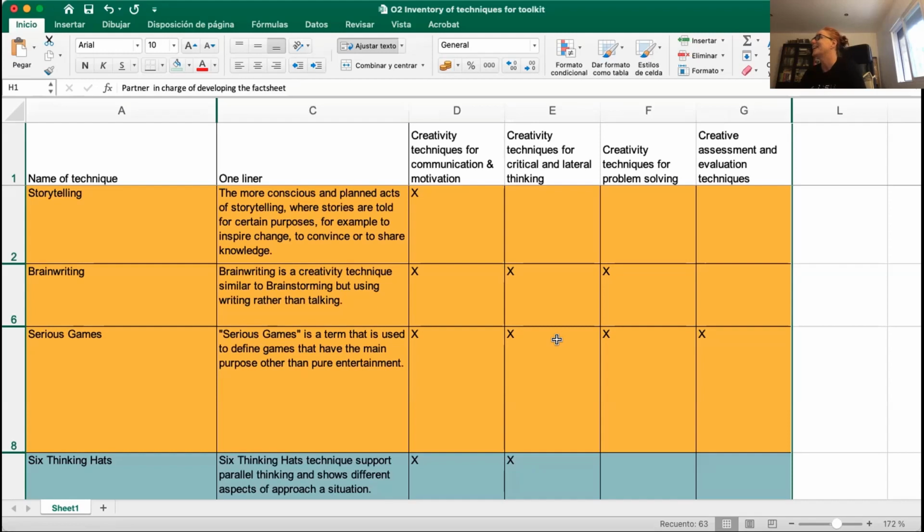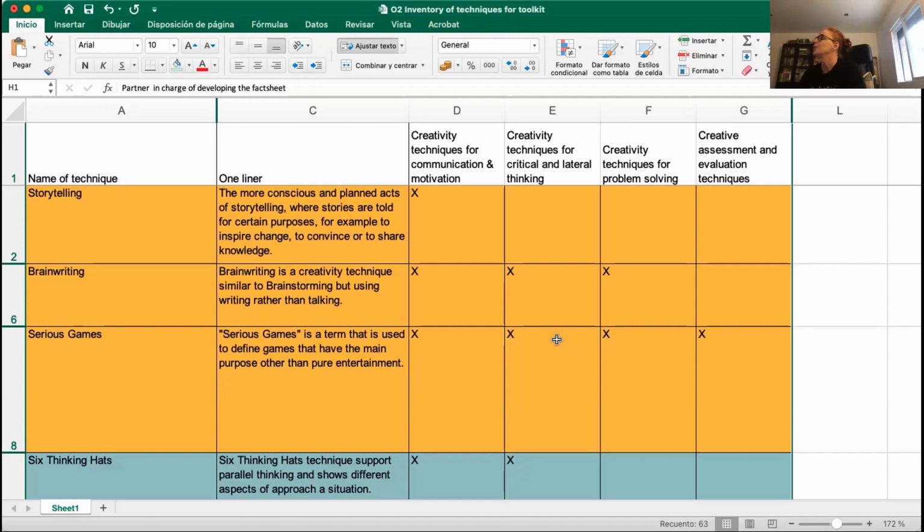Of course, it can help in critical analytical thinking, it can help in problem solving, but it's not the technique which is mainly related to it. So it doesn't mean that this technique cannot be adapted and used by yourself in other circumstances for other reasons, but this is how we've developed the content of that particular technique with a focus on communication and motivation. Now you see the second one is brainwriting, which is brainstorming, but uses writing rather than talking.